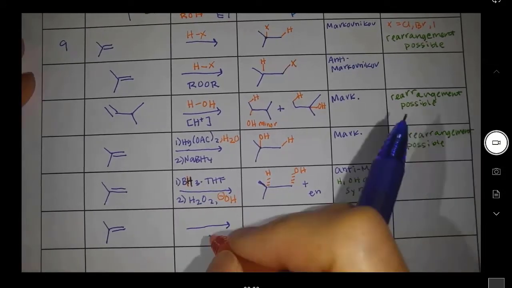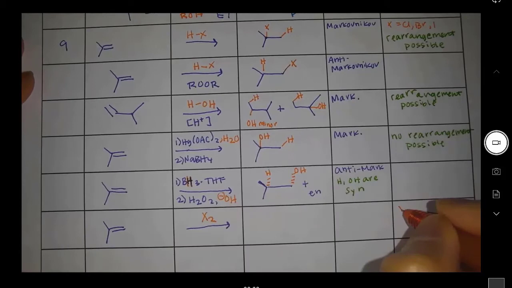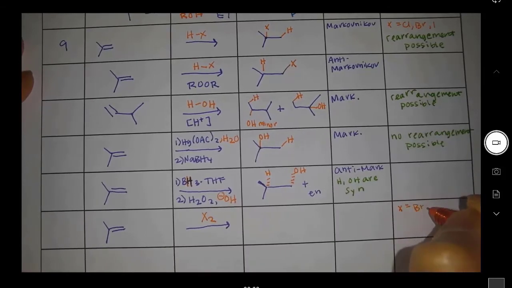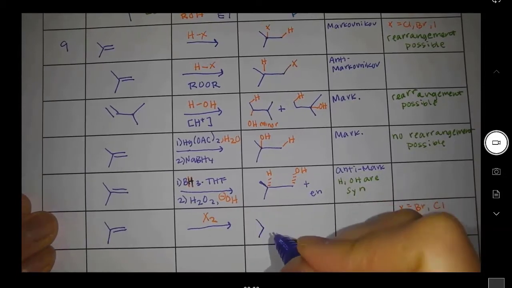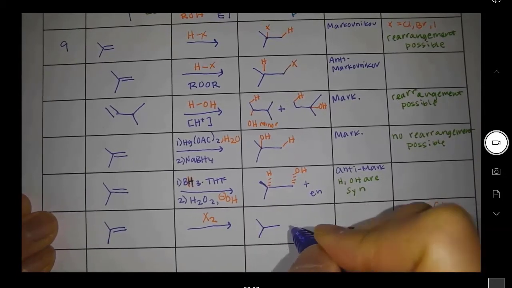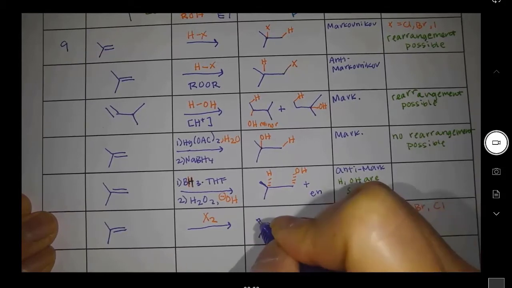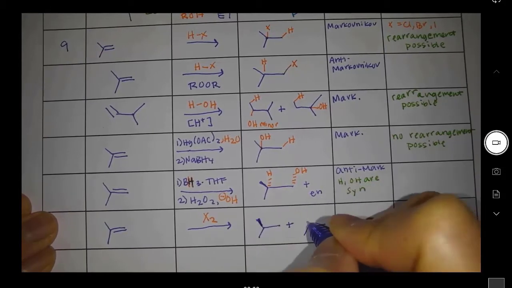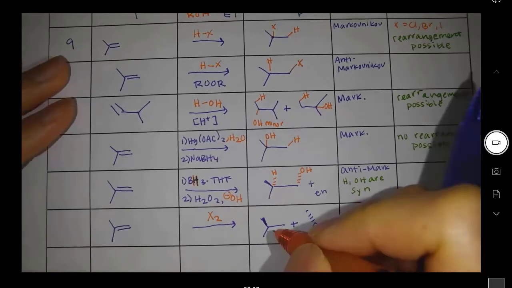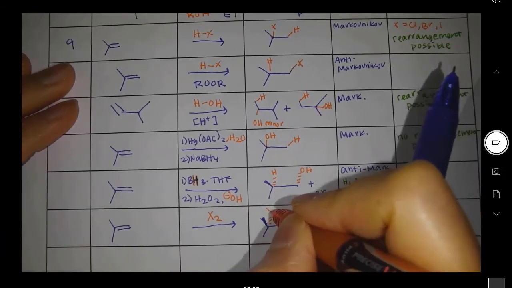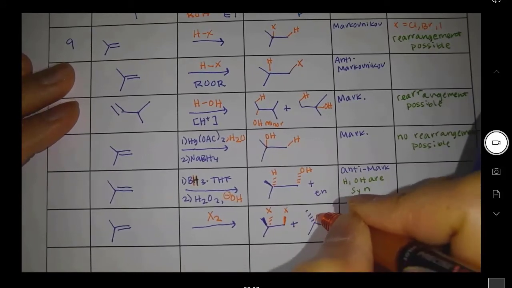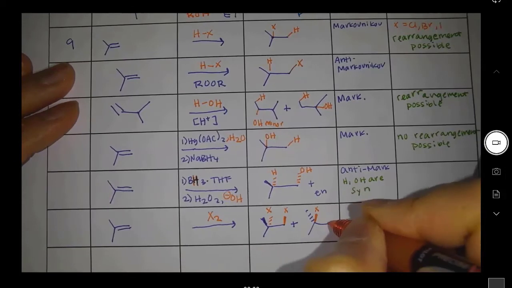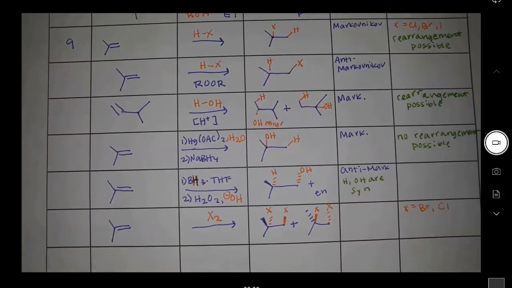If you add a halogen here where it's X2, where here X equals Br or Cl, not iodine or fluorine. Iodine would be too slow to react. Fluorine is too wild. With X2, we're going to add both of those halogens in an anti-addition to each other. So that is an anti-addition.